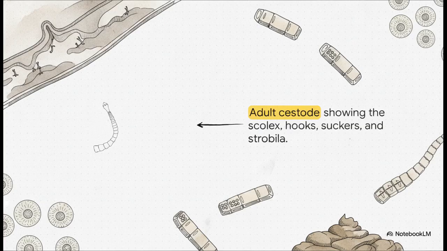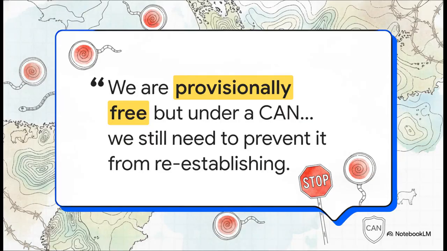Now, before we get into the whole spreading mechanism, you need to drill this into your memory for the New Zealand context. Because of decades of super strict control measures, we actually haven't seen hydatid cysts in slaughter animals here since 2001. We're officially considered provisionally hydatid-free. But, and this is a huge but, we are still operating under a Controlled Area Notice, or a CAN. The threat hasn't vanished, and as animal care workers, you're the ones who have to stay on high alert to stop it from clawing its way back into our ecosystem.